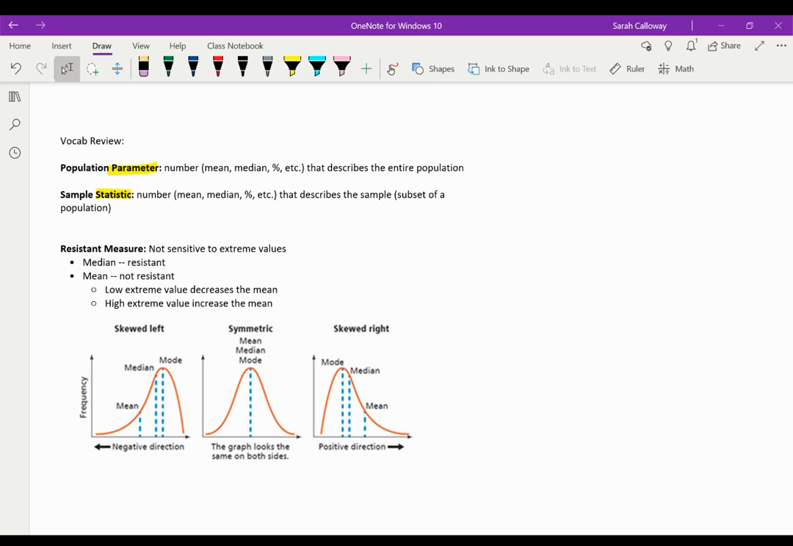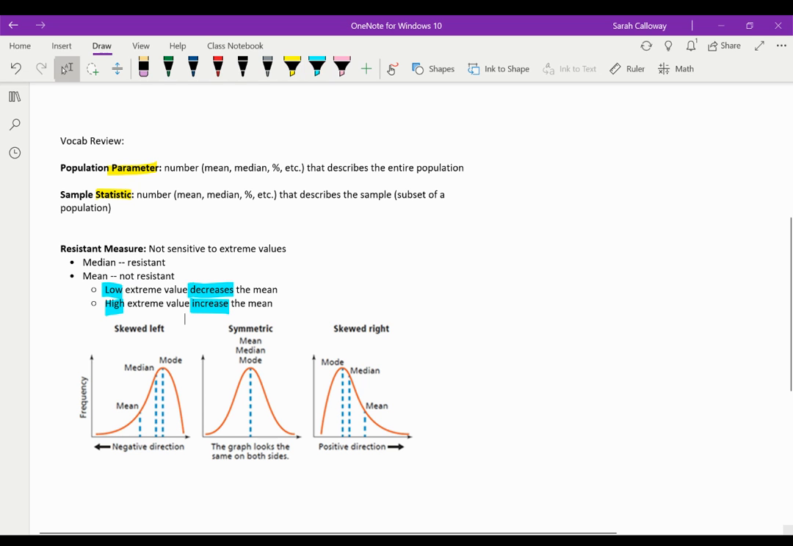However, the mean is not resistant. If I have a bunch of data that's close together, and then I have a really low number, that's going to bring my mean down. And if I have a bunch of data close together and a really random high number, that's going to bring my mean up. It's going to increase it. So a low extreme value decreases my mean and a high extreme value increases my mean.